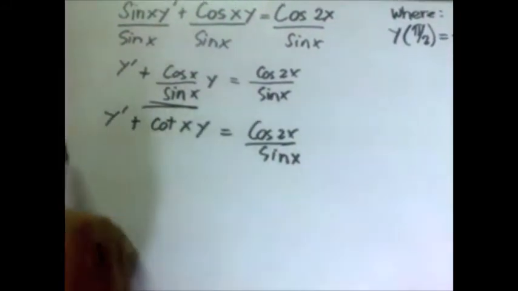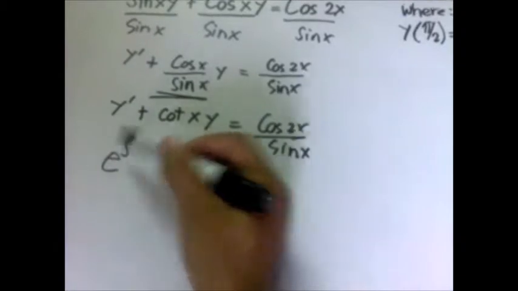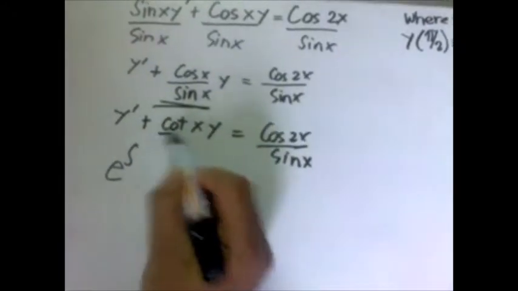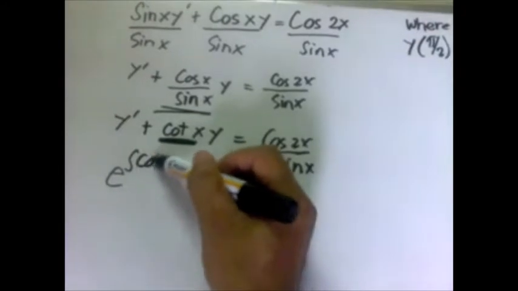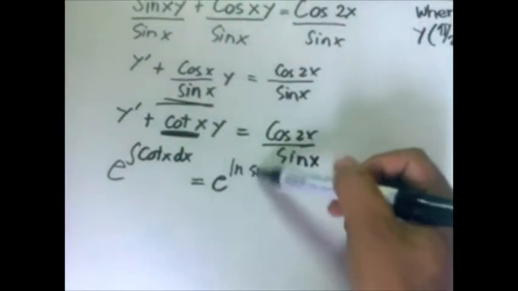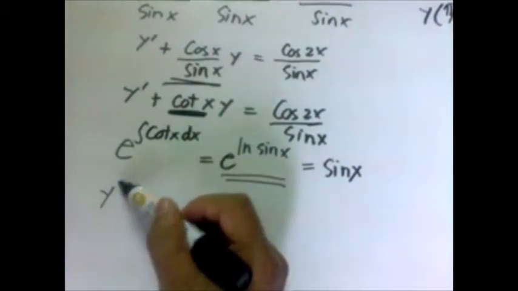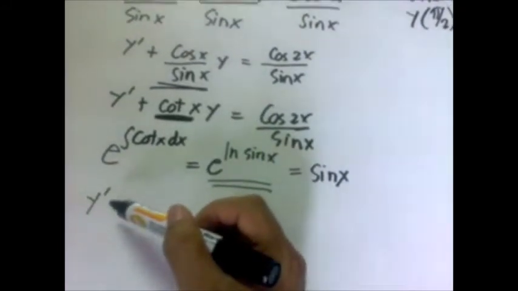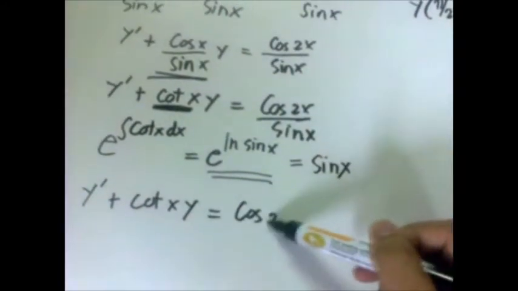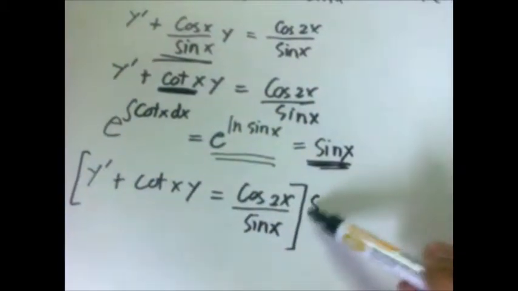Since this is in the standard form, we have to find the integrating factor. We know how to find the integrating factor: we use e raised to the integral of p of x in the standard form, which is the integral of cot x dx. Therefore, e raised to ln sine x is the same as sine x. So from the simplified equation that we had, y prime plus cot x y is equal to cos 2x over sine x, we multiply by the integrating factor, which is sine x, on both sides.